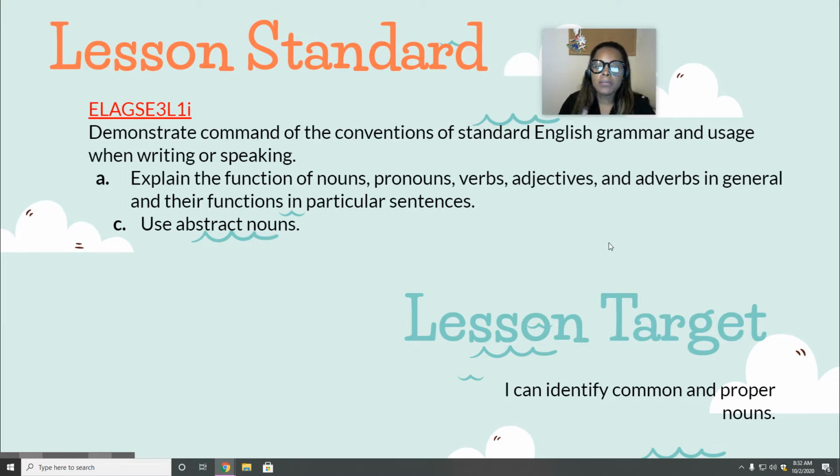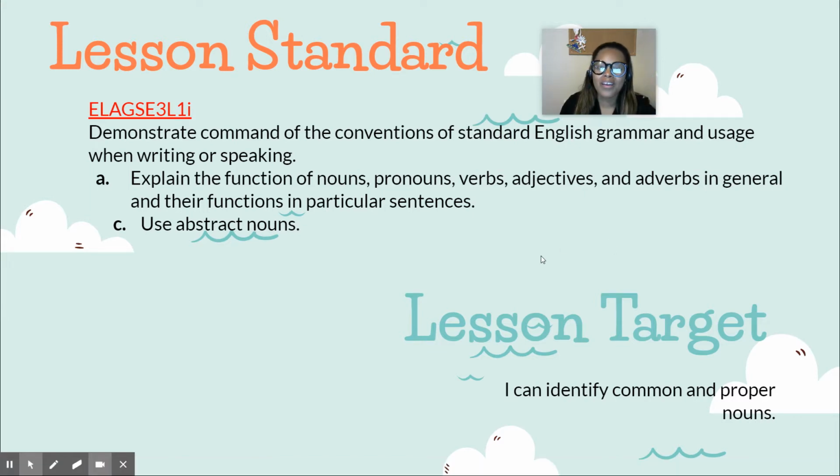So we're going to demonstrate command of the conventions of standard English grammar and usage when writing or speaking, specifically A, which explains the function of nouns, pronouns, verbs, adjectives, and adverbs in general and their functions in particular sentences. And C, we're going to use abstract nouns. Okay, so all that funky word is just saying I can identify common and proper nouns. So that's our lesson target for right now. It's going to change throughout the video. But for right now, our lesson target is I can identify common and proper nouns. Remember, you are a proper noun. Always remember, you are a proper noun.